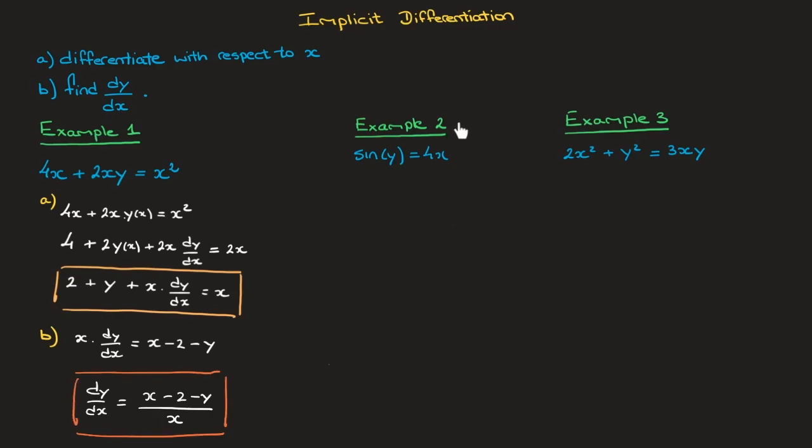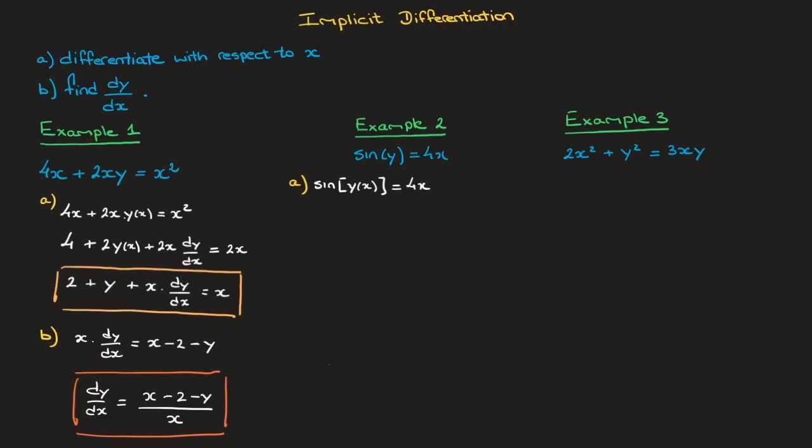Let's look at the second example. We have sine of y which equals 4x. And again, the first thing we have to do is differentiate this with respect to x. Well, just as I did before, I'll start by highlighting the fact that y is a function of x, and for that I'll write this as sine of y of x equals 4x.